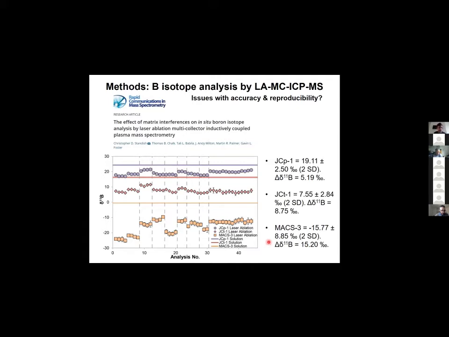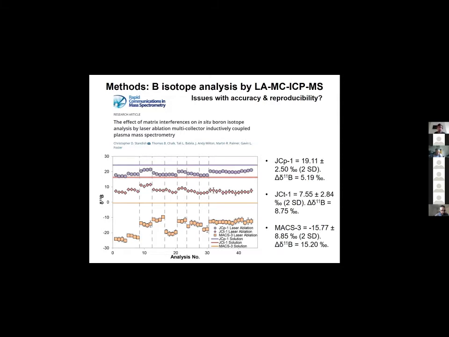And this plot on this slide just shows a series of analyses of 3 carbonate reference materials with differing boron calcium ratios. The horizontal bars are the solution values, so what we might expect the value to give. And then the individual data points are repeat analyses by laser ablation. The key thing to see on this figure is that our results were inaccurate, and also not particularly reproducible between sessions. So we found this accuracy and reproducibility issue that others had sometimes reported.